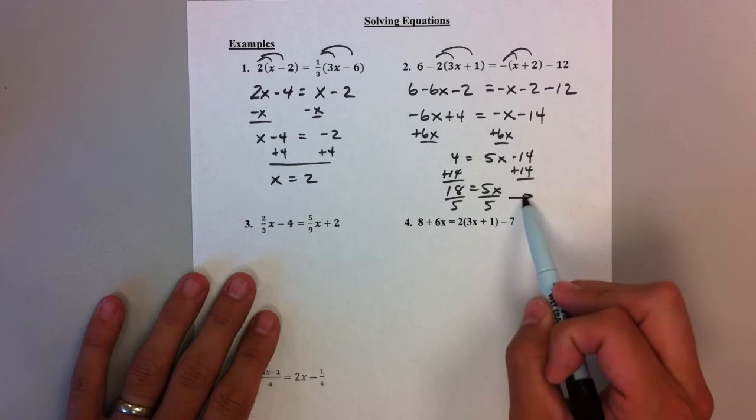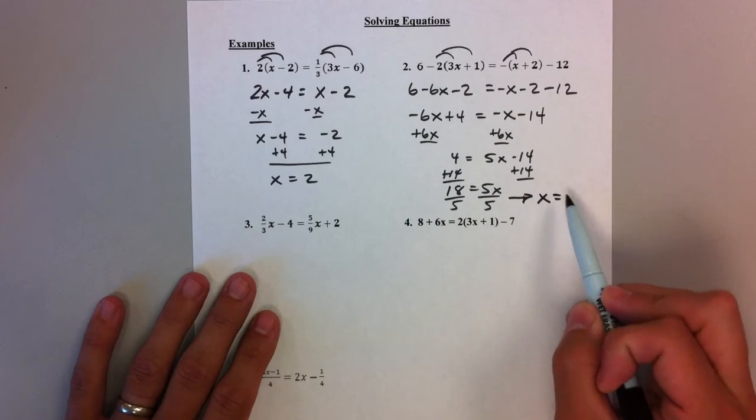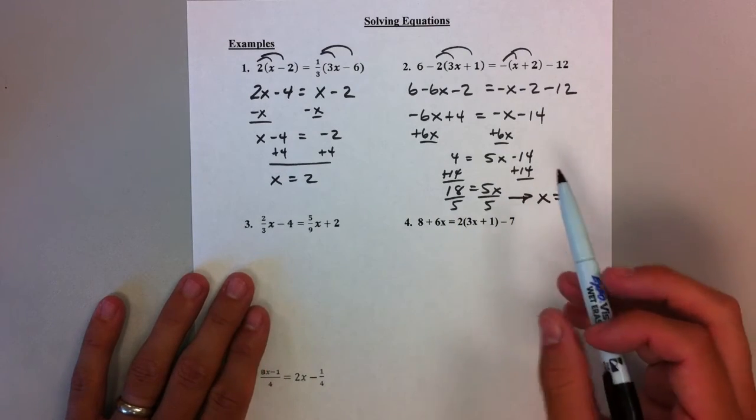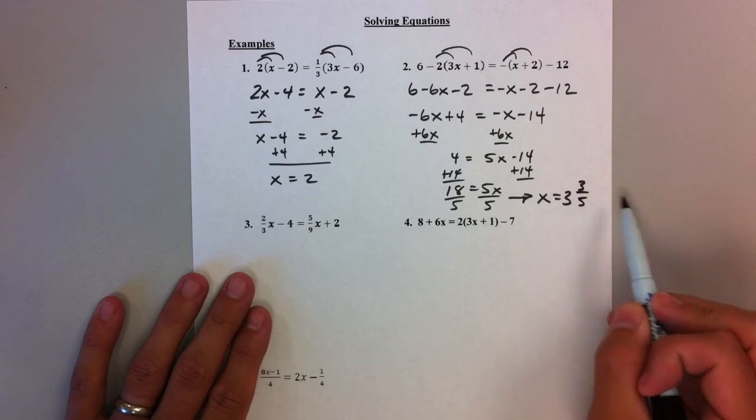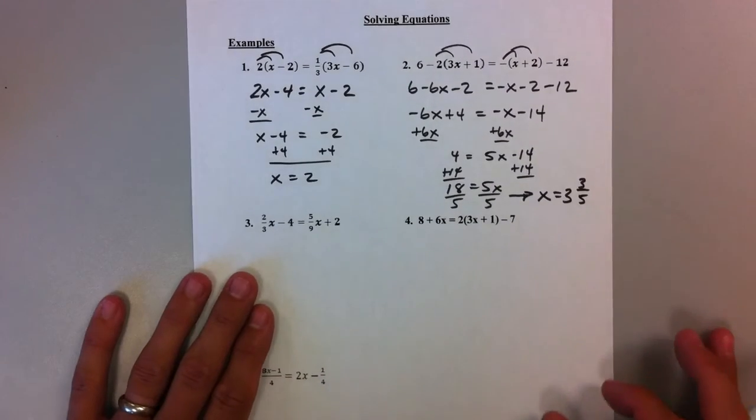Let me move over just a little bit here. So I get x equals. Now, 5 doesn't go into 18 evenly, but that's not a big deal. I can just rewrite it as 3 and 3/5. Okay, and that's it for that one.